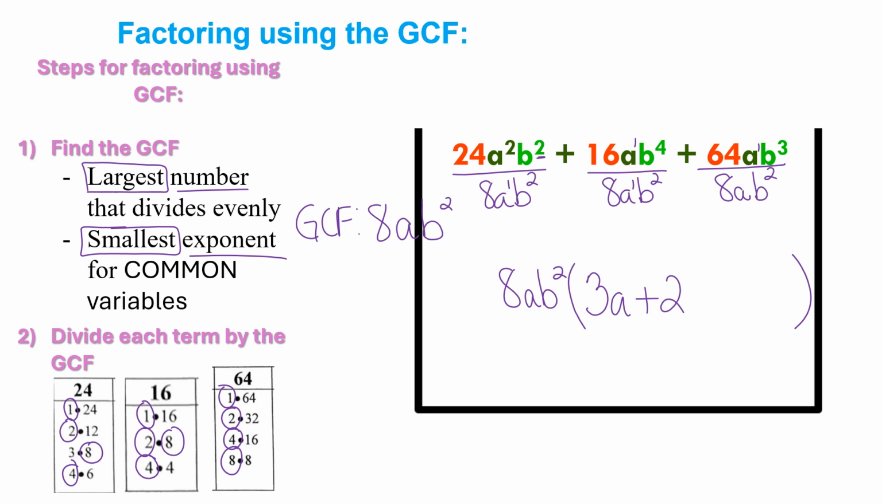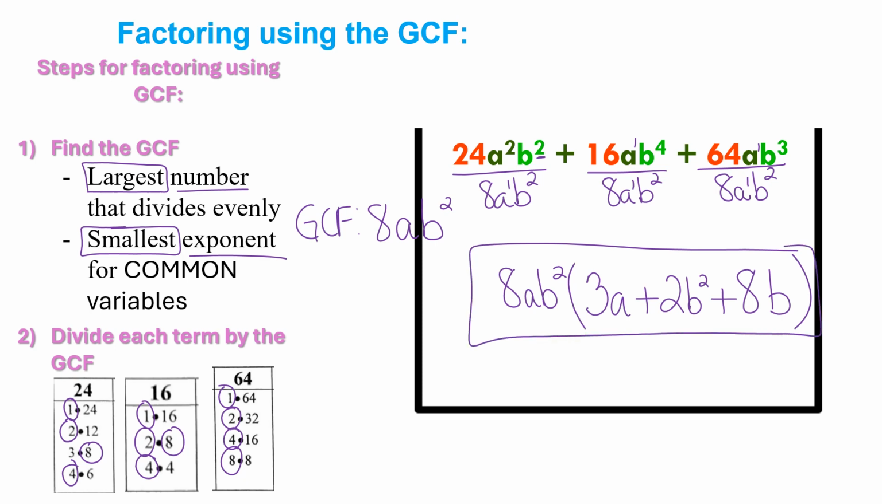a divided by a, 1 minus 1 is 0. There's no a's there. b to the fourth divided by b squared would be 4 minus 2 is 2, so b squared is still left there. And then plus 64 divided by 8 is 8. And a divided by a, 1 minus 1 is 0. There's no a's left. And then b to the third divided by b squared, 3 minus 2 is 1. So there's 1 b left in that answer. So here's my final answer once I have divided by that greatest common factor. And again, if you're wondering if you have the right answer, remember you can distribute that back out and see if it gives you the original problem that you were given.